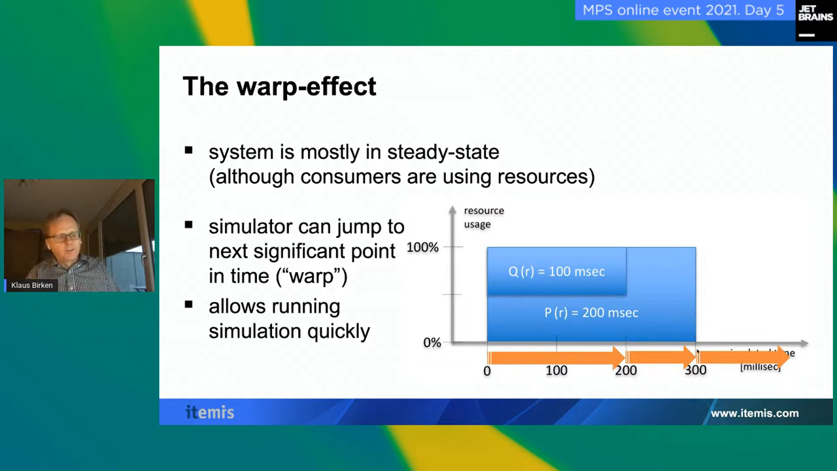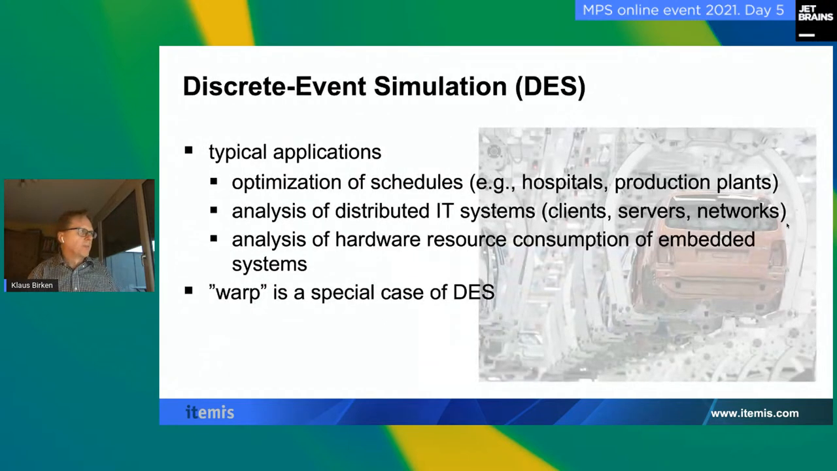And if we are lucky, then even a complex system can be reduced to maybe a couple of hundred warps through time. And so the simulator can do its execution very quickly. So this is a special case of discrete event simulation, and typical applications of discrete event simulations are optimization of schedules, for example, in hospitals, production plants, or IT systems with servers and networks and tasks which are running, and also the resource consumption of embedded systems. And this is what we want to tackle here with the tool I will show today.